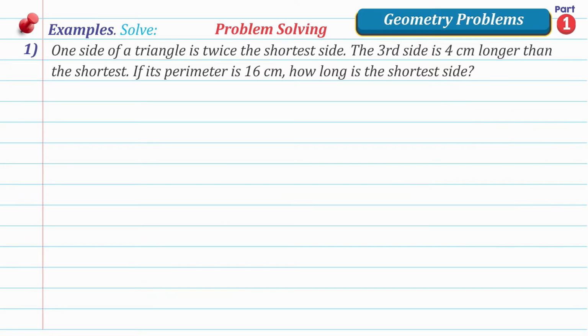Okay, we're now ready for example number 1. Remember that when we are answering any word problem, it is important that we read it carefully to understand it well. Most often than not, we may need to do it multiple times just to make sure we clearly get what it means. So please follow as I read the problem. One side of a triangle is twice the shortest side. The third side is 4 centimeters longer than the shortest. If its perimeter is 16 centimeters, how long is the shortest side?